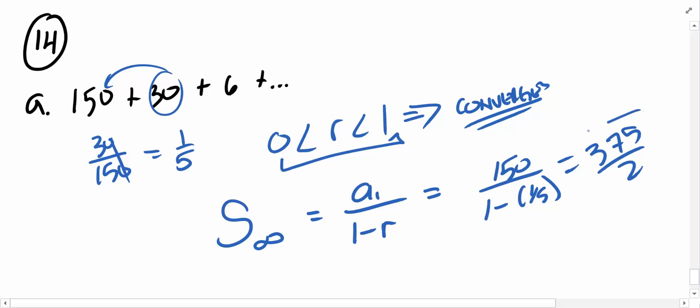I think that's the answer I put in the review for you. So pretty straightforward. You just have to make sure that your r is between 0 and 1.